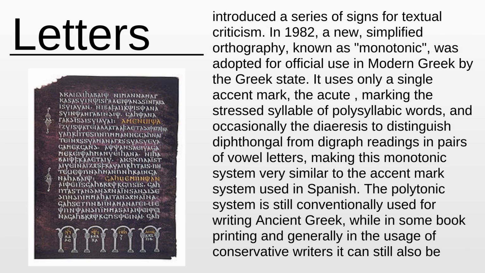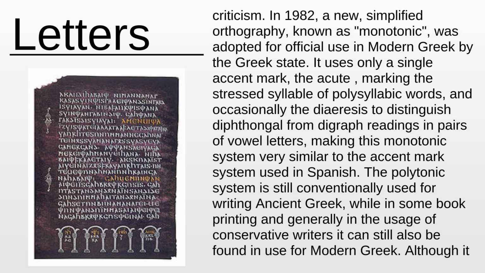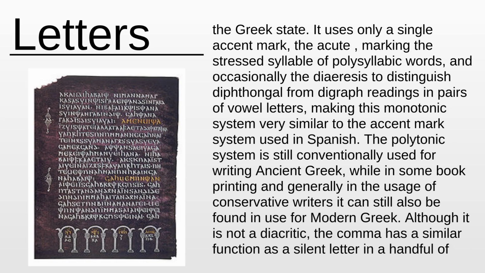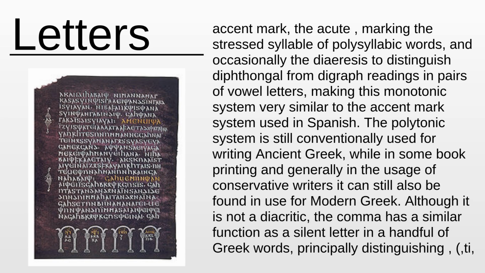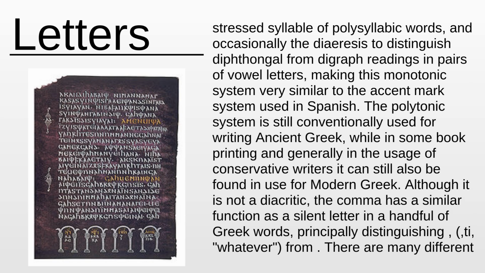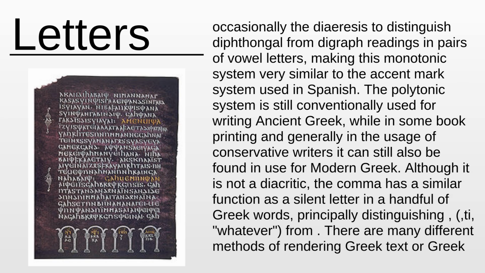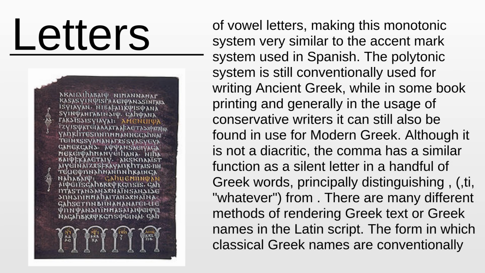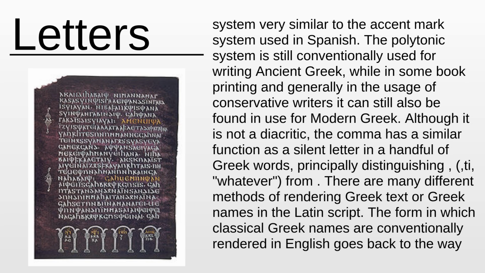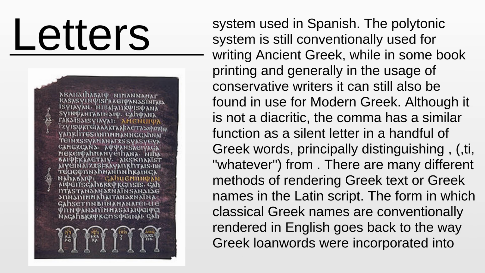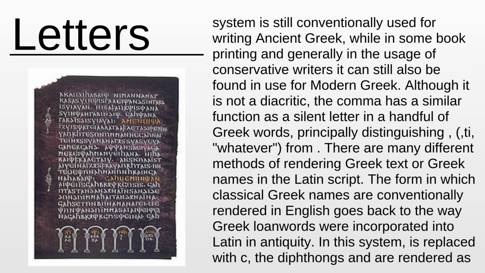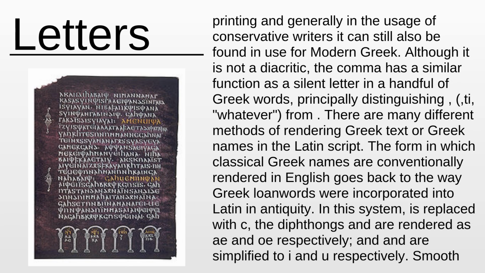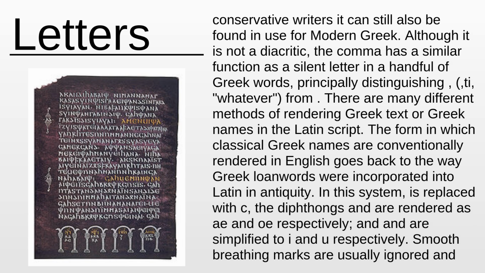A new, simplified orthography, known as monotonic, was adopted for official use in modern Greek by the Greek state. It uses only a single accent mark, the acute, marking the stressed syllable of polysyllabic words, and occasionally the diaeresis to distinguish diphthongal from digraph readings in pairs of vowel letters, making this monotonic system very similar to the accent-marked system used in Spanish. The polytonic system is still conventionally used for writing ancient Greek, while in some book printing and generally in the usage of conservative writers it can still also be found in use for modern Greek.